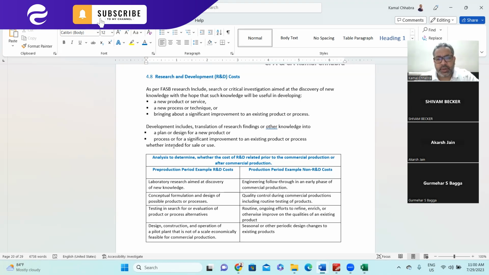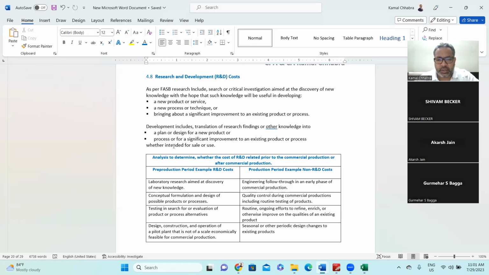And third one is bring about significant improvement to the existing product, like EV is coming all the way. So even though it's a car, the utility is same, but it's a significant improvement from petrol engine or diesel engine to EV engine, right? So all those things are to be considered for any expense to be part of the research and development expenditure. And second thing is development. So research is one thing, the development is second thing.